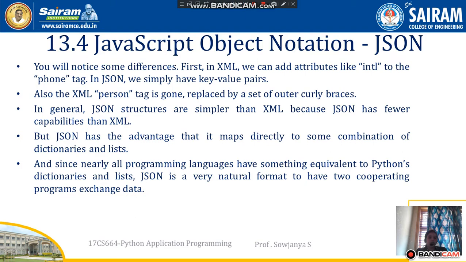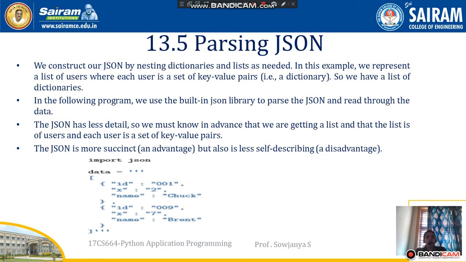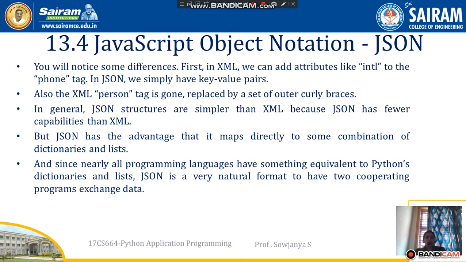But using JSON has the advantage that it maps directly to some combination of dictionaries and lists. Whenever you have dictionaries and lists, they can be mapped directly. And since nearly all programming languages have something equivalent to Python's dictionaries and lists, JSON, that is JavaScript Object Notation, is a very natural format for two cooperating programs to exchange data. So this is about JavaScript Object Notation and how we can use it in Python.